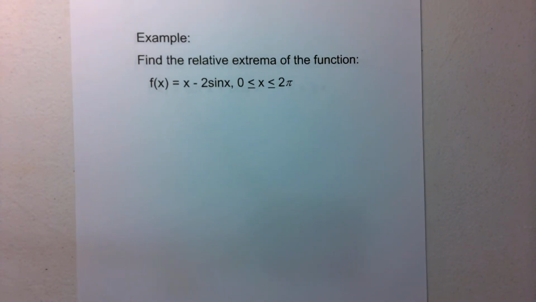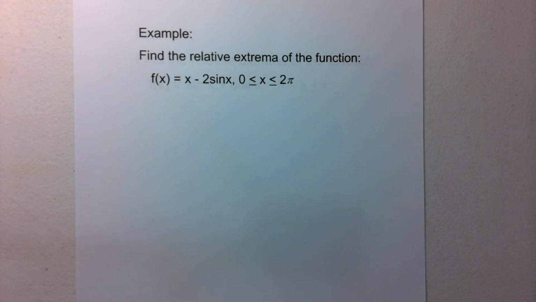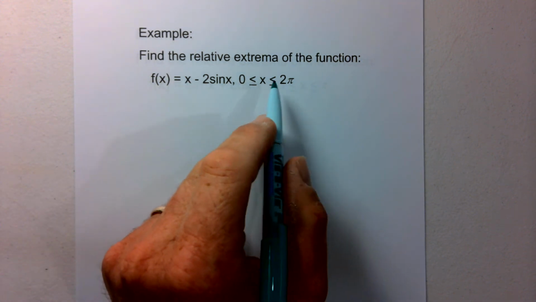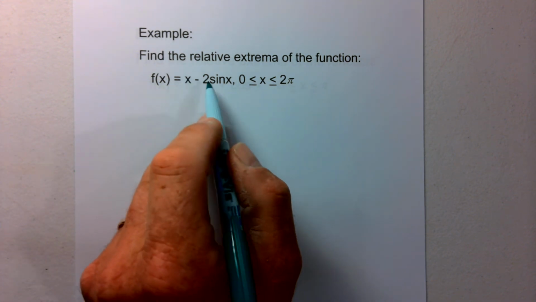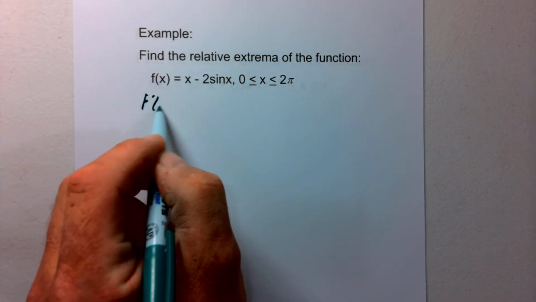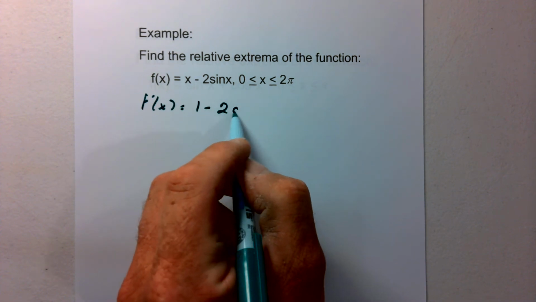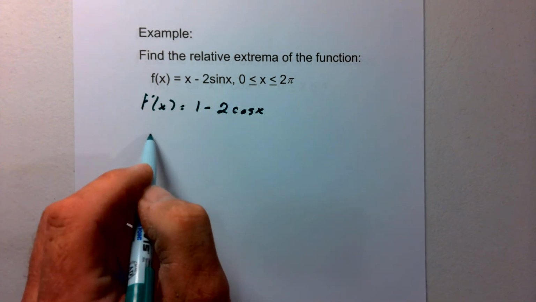So we're going to get a nice trig function here. Ooh, your favorite trig. It comes back, doesn't it? So I'm going to find the relative extrema on the interval 0 to 2 pi of x minus 2 sine of x. So our first derivative is going to be 1 minus 2 times the derivative of sine, which is cosine of x.